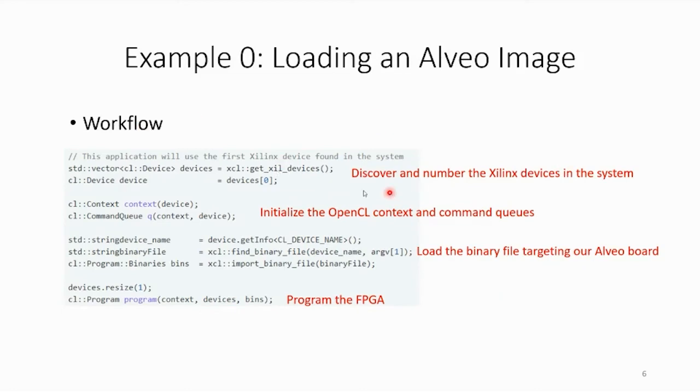The first step in this code is to discover and enumerate the Xilinx devices. Then we initialize the OpenCL context and command queue. Third, we have to load the binary file targeting our board. And the last step, we program the FPGA using the binary file.